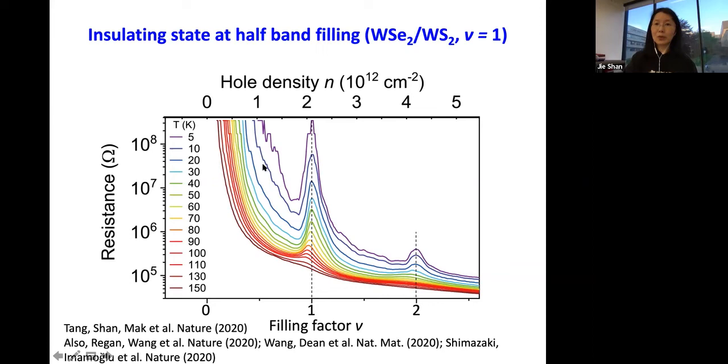This measurement, of course, is not quite reliable because of a large contact resistance, but it does show some sub-features. So the question is, are there other insulating states in this doping range?